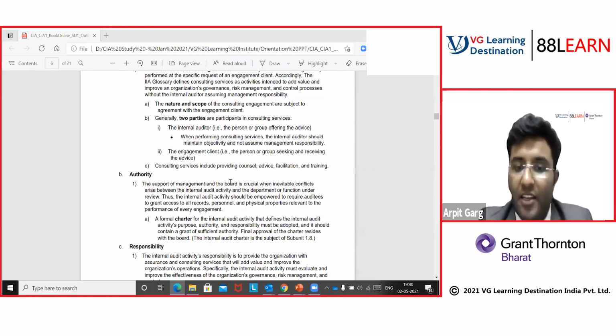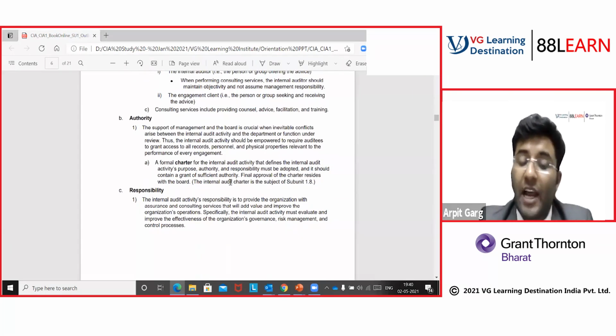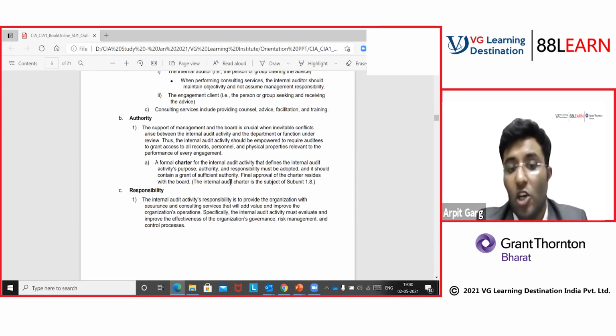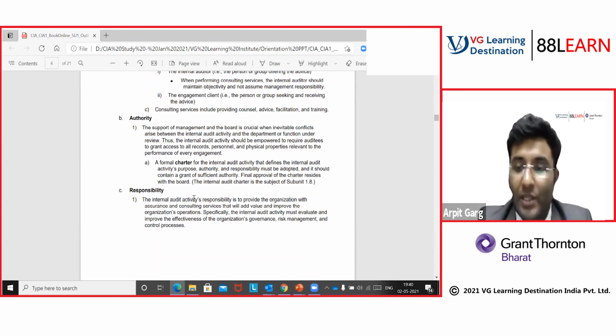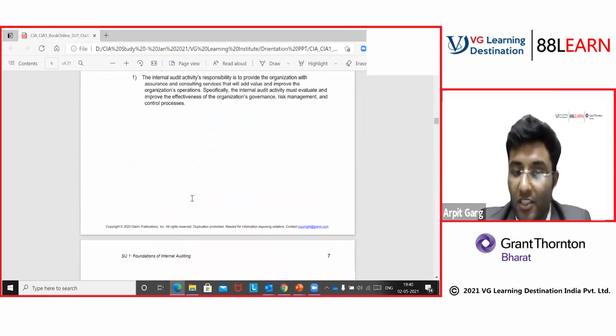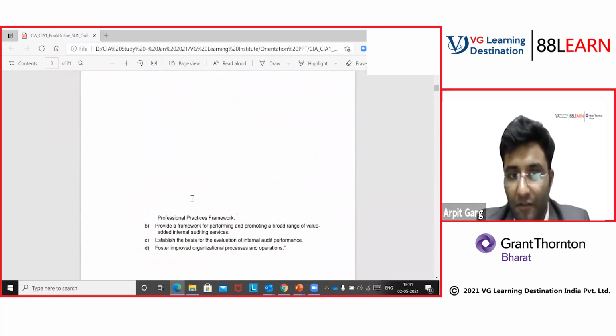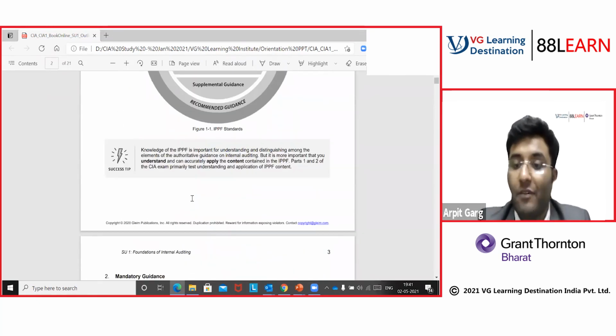Okay. Then finally, the responsibility. The internal audit activity's responsibility is to provide the organization with assurance and consulting services that would add value and improve the organization's operations. Specifically, the internal audit activity must evaluate and improve the effectiveness of the organization's governance, risk management, and control processes. This is our responsibility. With that, we have completed the first topic of understanding the IPPF framework. I hope all of you have understood the IPPF framework now as part of this orientation program. So I hope you're clear.